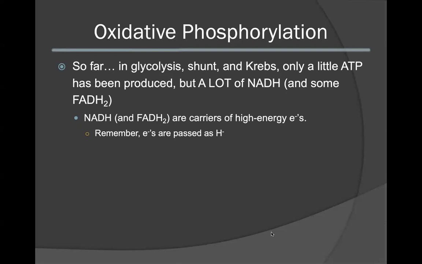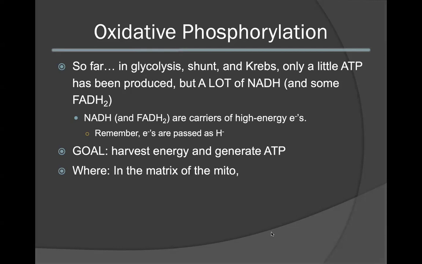These electron carriers are carrying high energy electrons. And remember, when they are passed to NAD plus and FAD plus, they are passed in the form of that H minus or hydride ion. But all of these electrons are high energy electrons. The overall goal of this oxidative phosphorylation step is to harvest that energy from those electrons and make ATP molecules. So this is where the bulk of ATP is actually going to be produced.